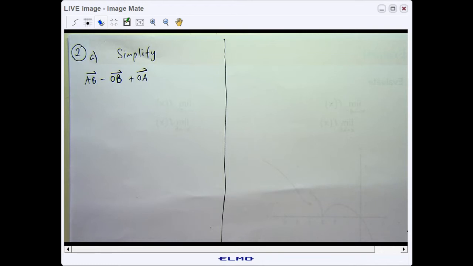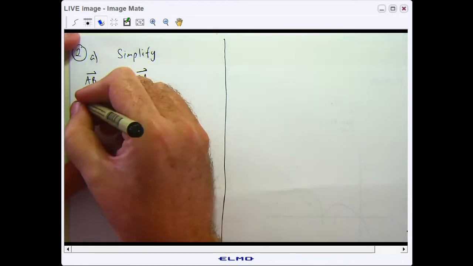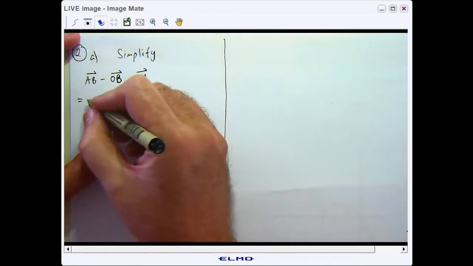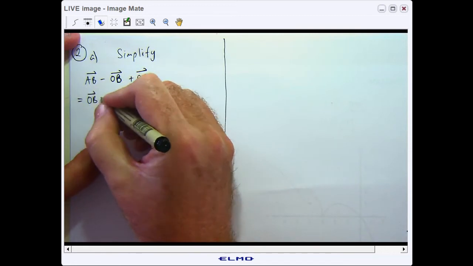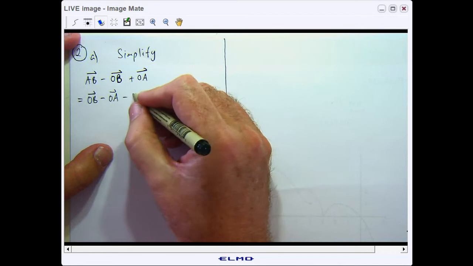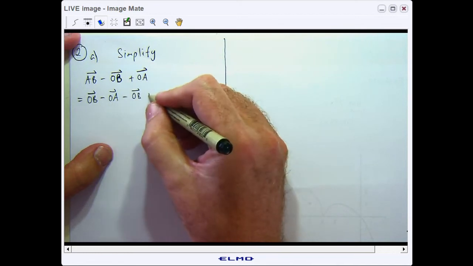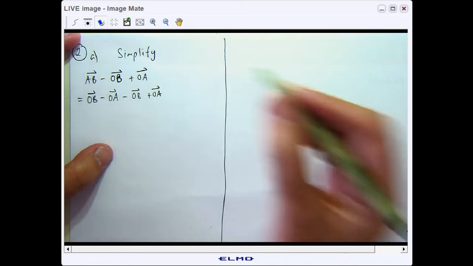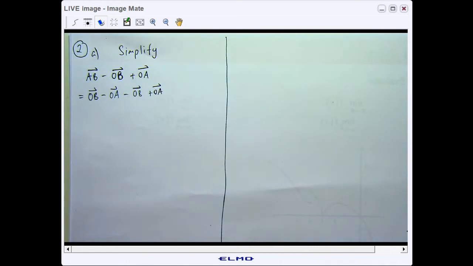Oh, Manfred, that's a very interesting suggestion. So you're saying write AB as OB minus OA. Okay, let's do that. Thanks for your suggestion, Manfred. So you're suggesting an algebraic solution. And so what will happen now is that we'll get a bit of cancellation, right?